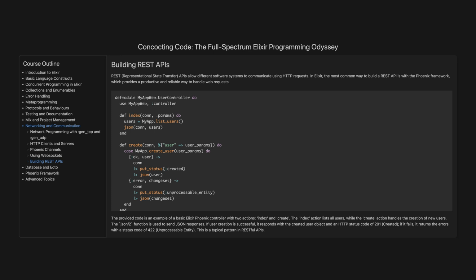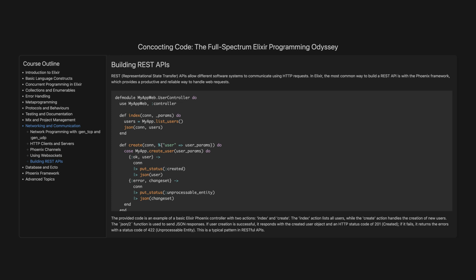Building REST APIs. REST, Representational State Transfer, APIs allow different software systems to communicate using HTTP requests. In Elixir, the most common way to build a REST API is with the Phoenix framework, which provides a productive and reliable way to handle web requests. The provided code is an example of a basic Elixir Phoenix controller with two actions, index and create.